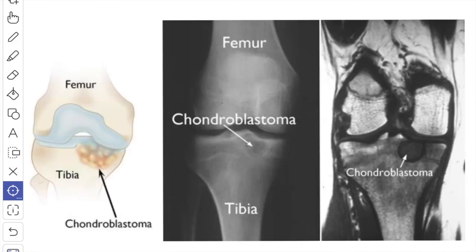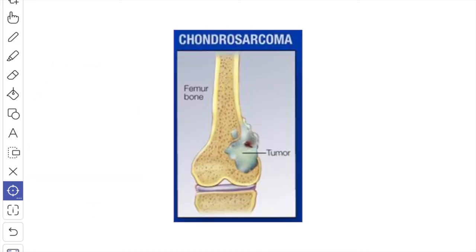Next we'll study about the chondroblastoma. It is a relatively rare benign tumor arising from the epiphysis of the long bone adjacent to the epiphyseal cartilage plate. Most commonly affected bones are the upper tibia, the lower femur and upper humerus. Next we'll study about the chondrosarcoma. The chondrosarcoma is a malignant tumor of chondroblast cells.